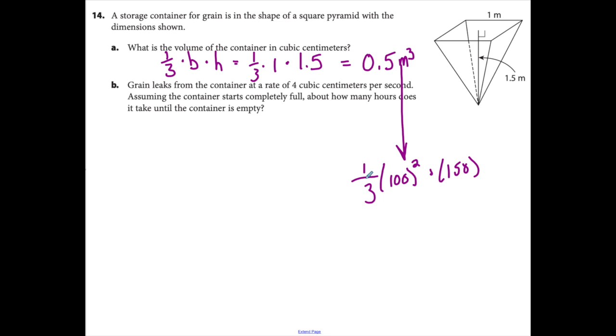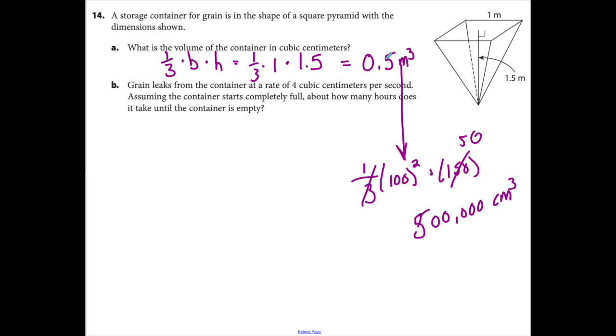So that's essentially, using my calculator, a total volume of 500,000 cubic centimeters, because it's 100 times 100, which is 10,000, and 10,000 times 50. Okay, so please make sure you understood how I got that, and then it will be a little bit easier.